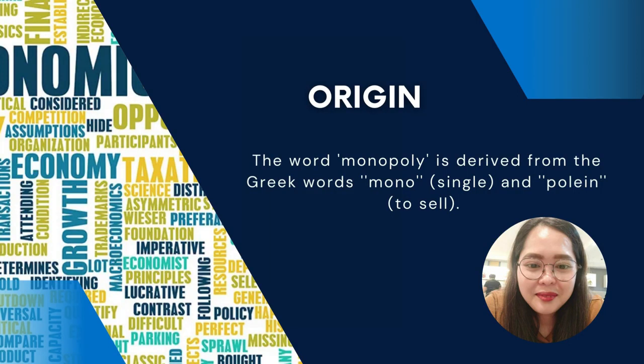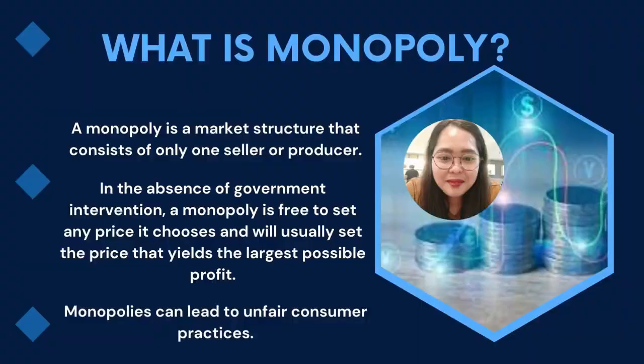The word monopoly is derived from the Greek words mono, meaning single, and polein, to sell. So what is a monopoly? A monopoly is a market structure that consists of only one seller or purchaser. In the absence of government intervention, a monopoly is free to set any price it chooses and will usually set the price that yields the largest possible profit. Monopolies can lead to unfair consumer practices.